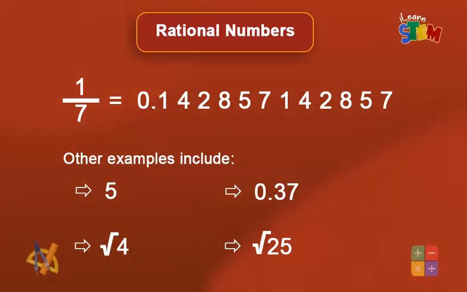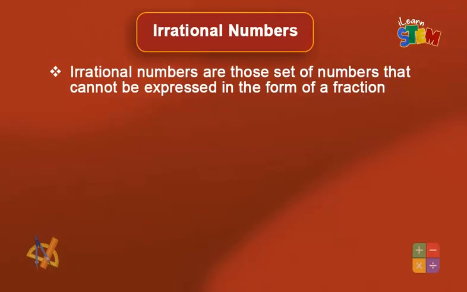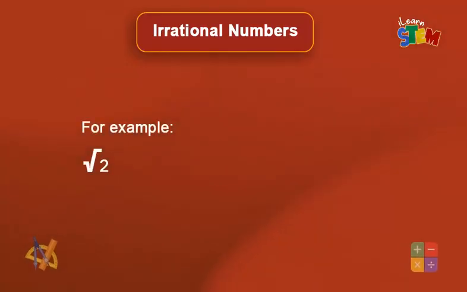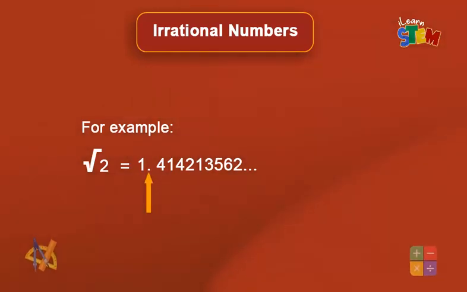Let's look at irrational numbers. Irrational numbers are those set of numbers that cannot be expressed in the form of a fraction. They do not have a terminating or a recurring decimal. For example, √2, when simplified, will give us 1.414213562, and so on. Now, notice that the decimal value is not repeating, and it is not terminated.